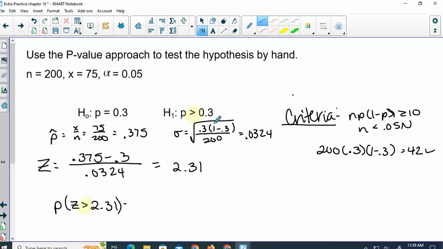How do we do greater thans on the normal table? 1 minus, okay, so 2.31. And that gives me what? Is that one okay?